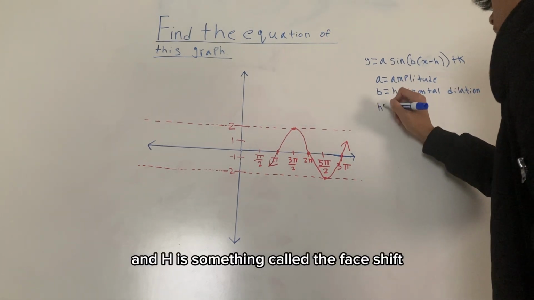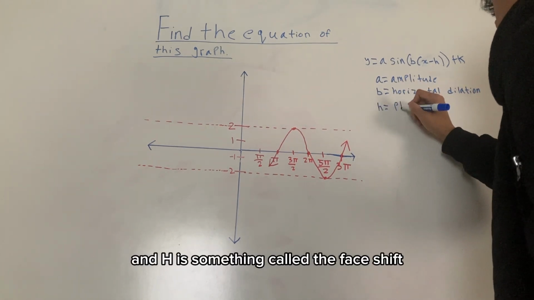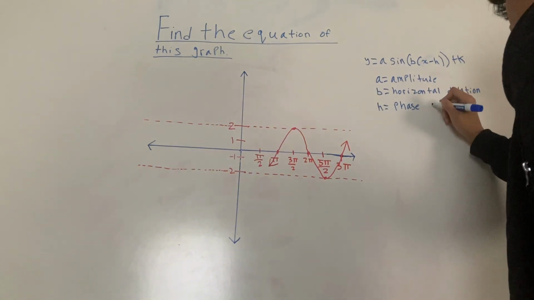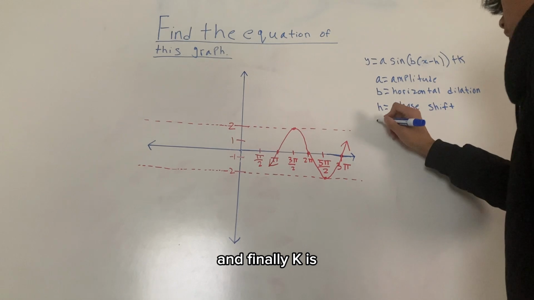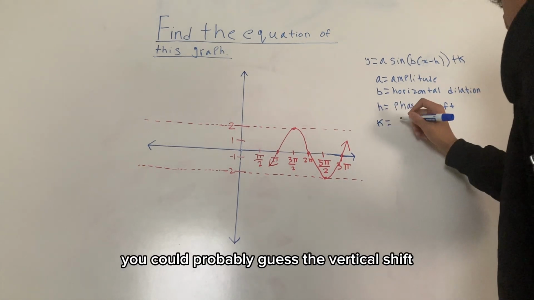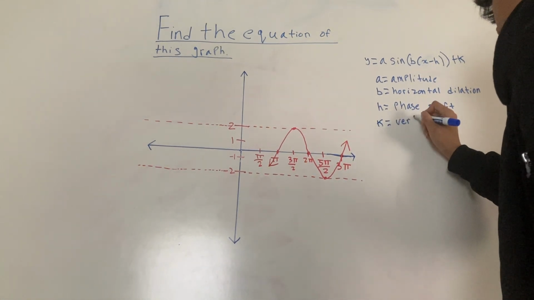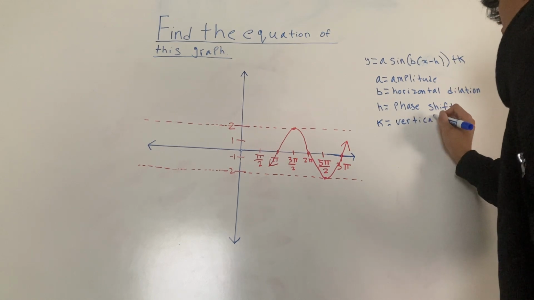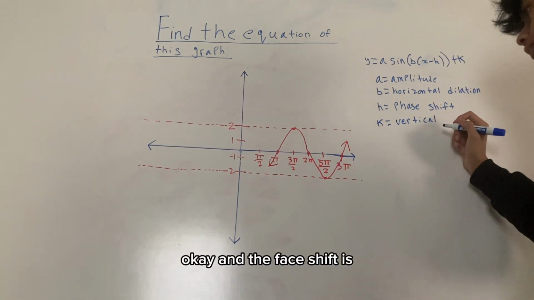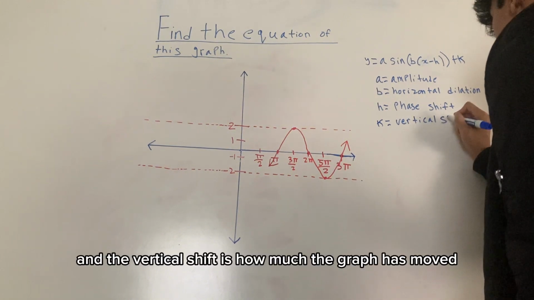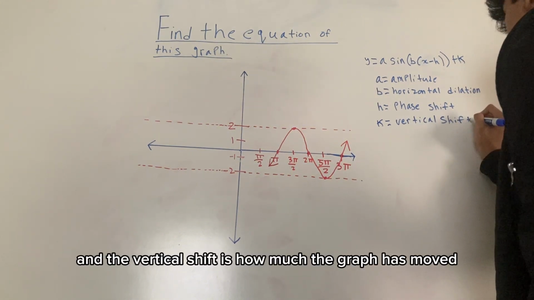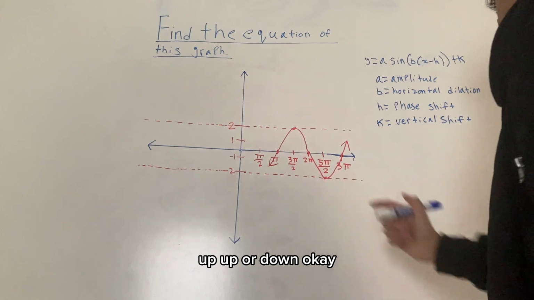And h is something called the phase shift. And finally, k is, you could probably guess, the vertical shift. Okay, and the phase shift is how much the graph has moved to the left or right, and the vertical shift is how much the graph has moved up or down.